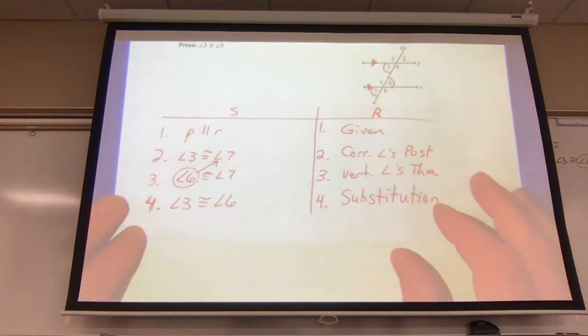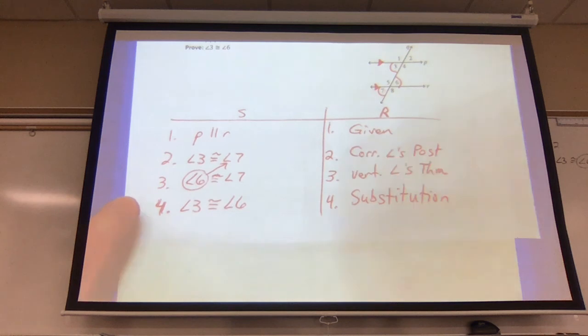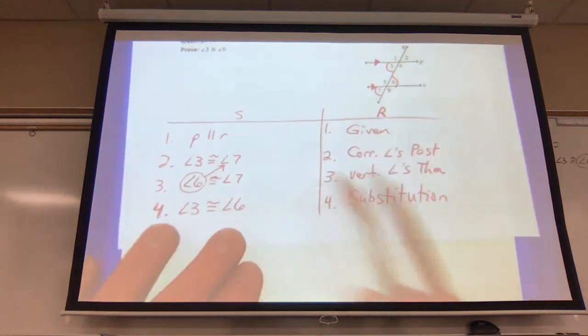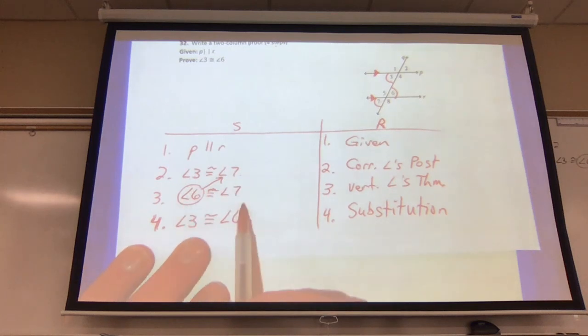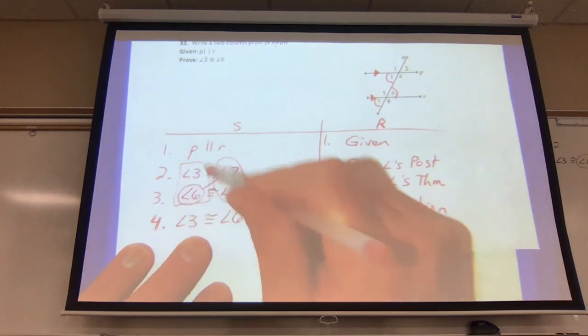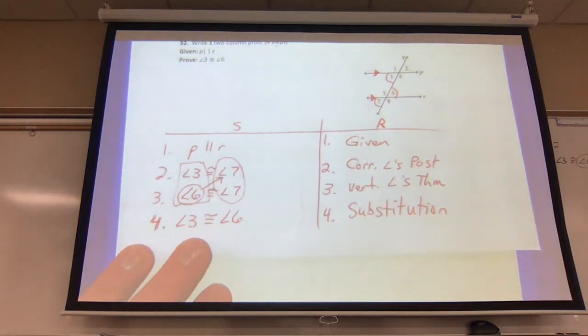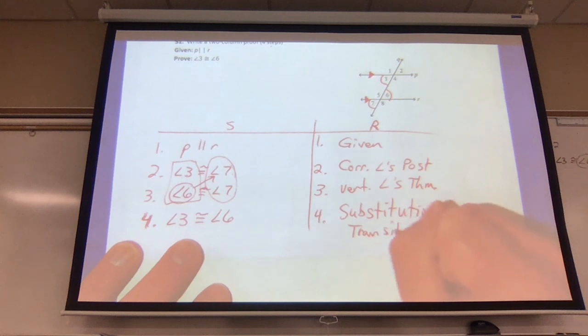Yep. So on the answer key, it said number 4 would have been transitive. What's the difference between substitution and...? You could use transitive here also because you have 3 is congruent to 7 and 6 is congruent to 7. Since they're both congruent to 7, that makes them congruent to each other. That's what the transitive property says. If A equals B and B equals C, then A equals C. So yes, you can do transitive here also. But either one works.